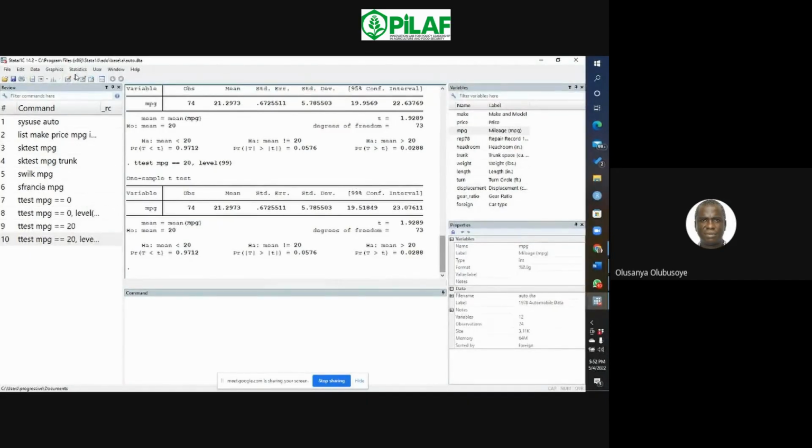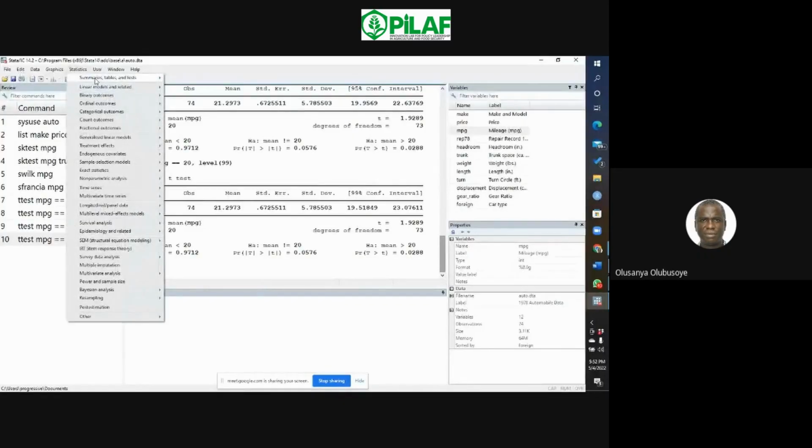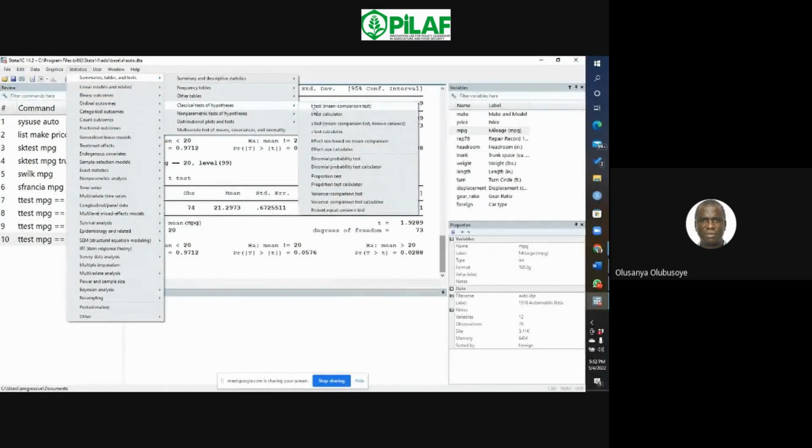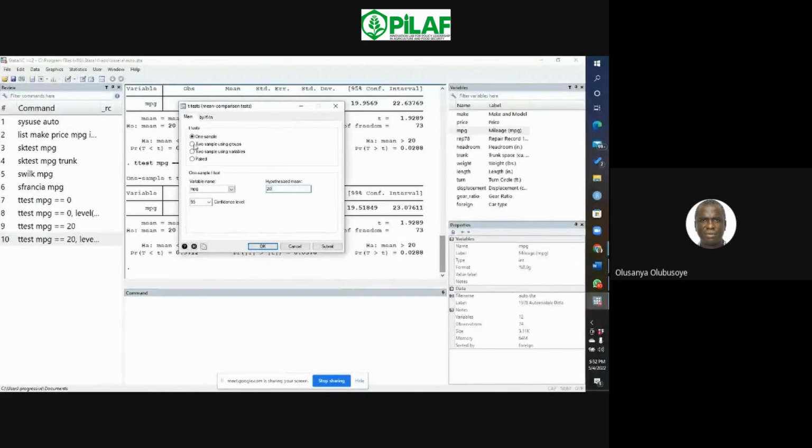Okay, let's move on to the third one, the second one where you have two samples using groups. In this case, I might want to look at MPG. Since we have a grouping variable, foreign, which groups the data into MPG of vehicles that are foreign and MPG of vehicles that are domestic.